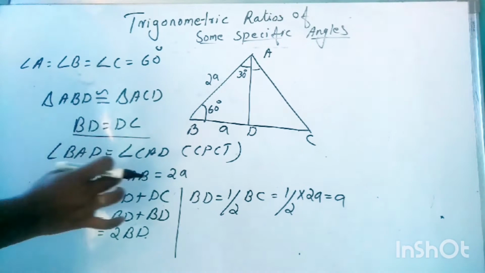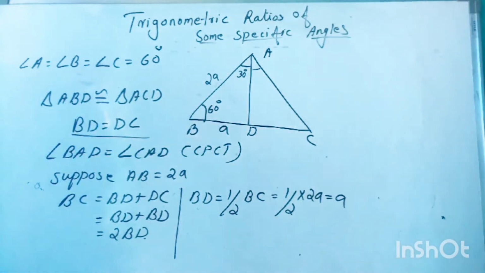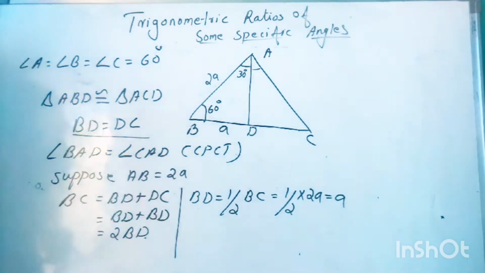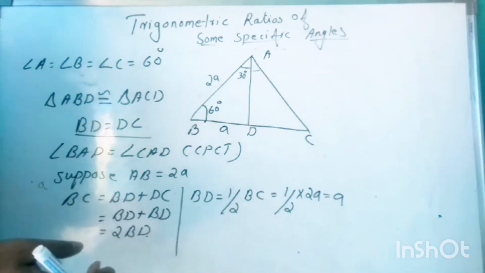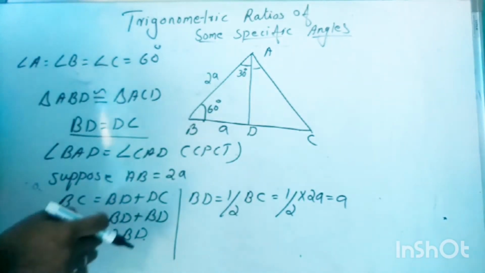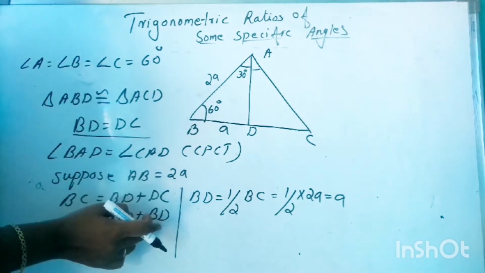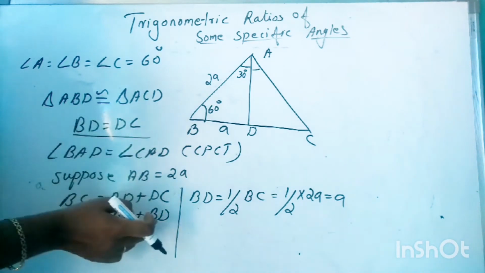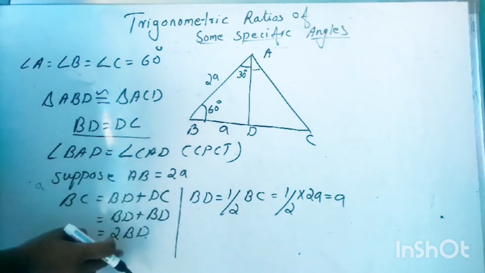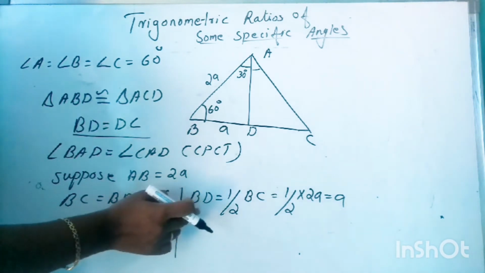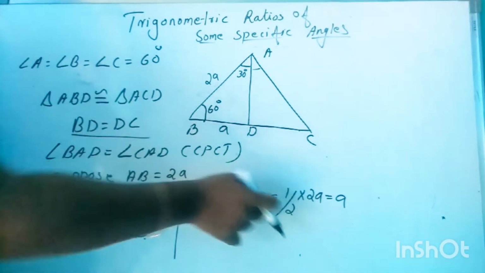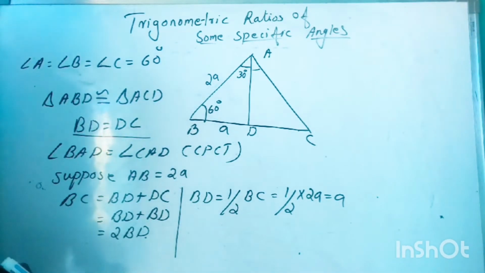Now suppose AB equal to 2A. Then BC is also 2A. Now BC we can write as BD plus DC, and just replace DC by BD since they are equal. Now BD plus BD we will get as 2BD, and from this BD is equal to half BC. Since BC is 2A, we will get the length of BD as A.